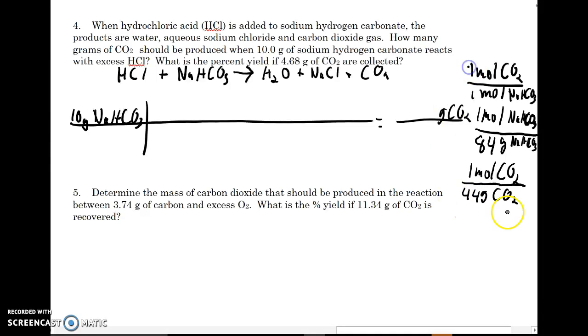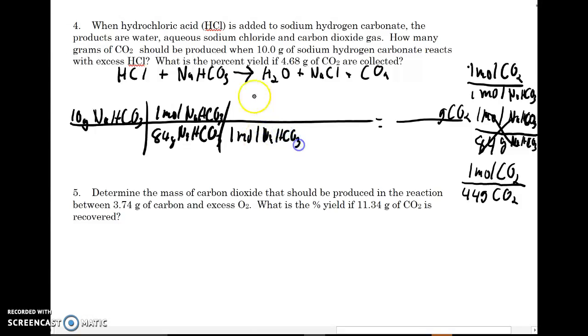Now I can go ahead and take my conversion factors and plug them in. So I have grams of NaHCO3 up here. I want to get that down on the bottom. So I'm going to plug in this conversion factor first: 84 grams of NaHCO3 to 1 mole of NaHCO3. Now I'm done with that. Now I can plug in my mole ratio: 1 mole of NaHCO3 to 1 mole of CO2. And now I'm done with that.